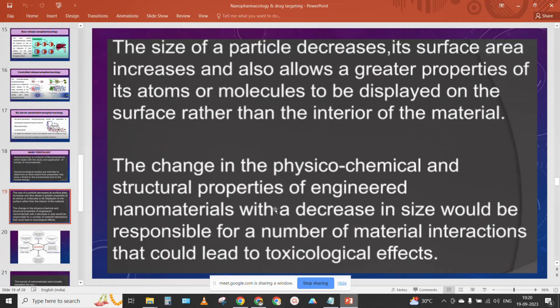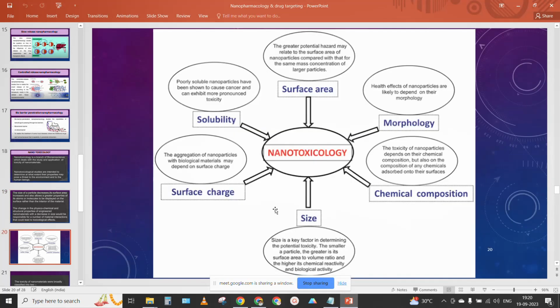As the size of a particle decreases, its surface area increases, and it also allows a greater proportion of its atoms or molecules to be displayed on the surface rather than the interior of the material. The changes in the physicochemical and structural properties of engineered nanomaterials with a decrease in size would be responsible for the number of material interactions that could lead to toxicological effects. So in nanotoxicology, the factors are solubility, surface area, morphology, chemical composition, size, and surface charge.